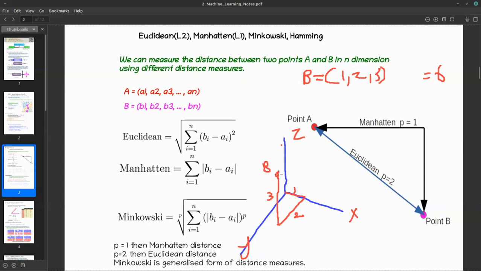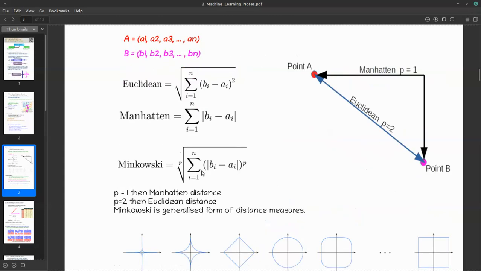And Euclidean would be something like this, direct. Alright, let me use another color. Direct distance. Under root 1 square plus 2 square plus 3 square. So it's nothing but the Euclidean distance. Correct? That's how Manhattan distance makes sense. We are just calculating the difference in all the dimensions, bi minus ai, taking the absolute value and going to reach the point basically.